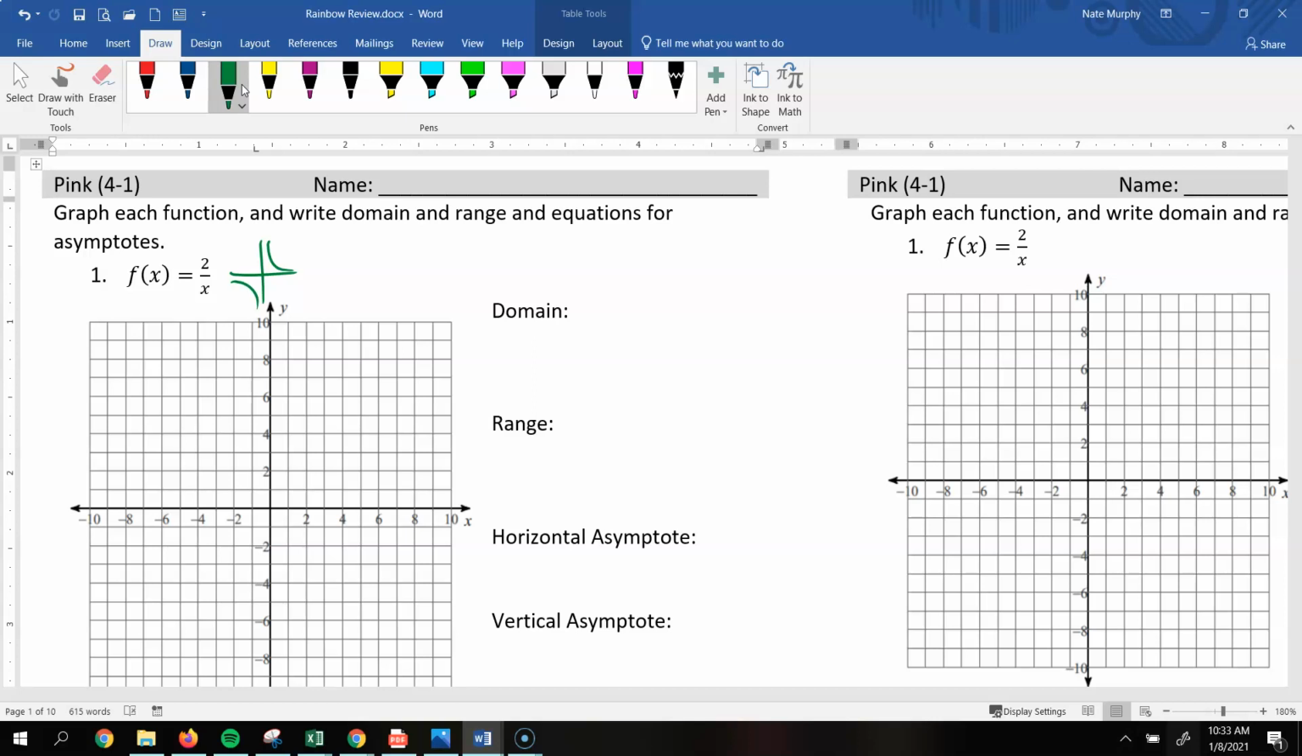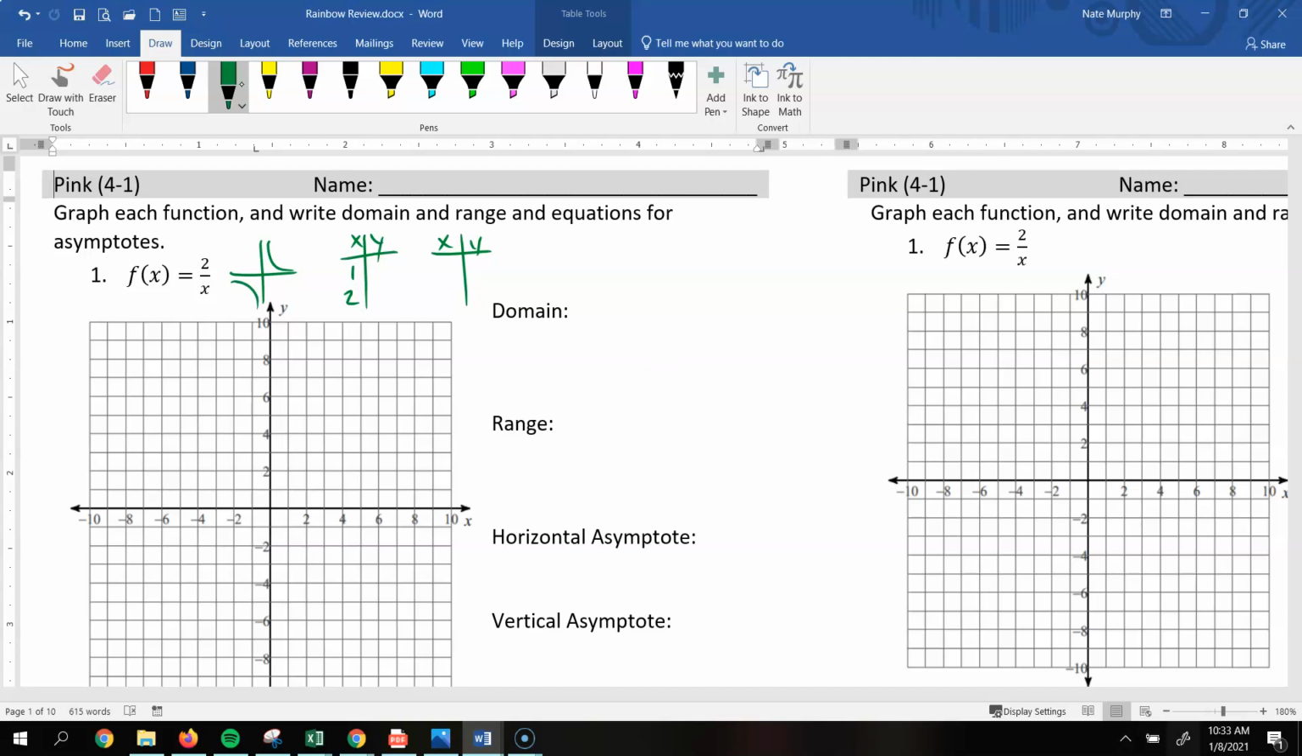And so we're going to have the two branches, because nothing's changing here, there's no negative, so it's not flipping or anything. So there's going to be two branches in quadrants 1 and 3. So I'm going to set up, like I said, an xy table. And I'm going to use some positive numbers, because I want to use something simple that I know is divisible by 2.